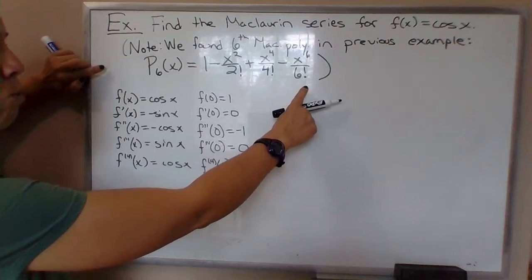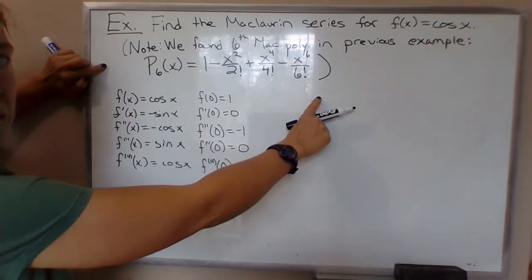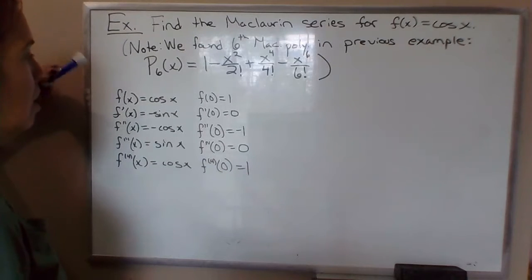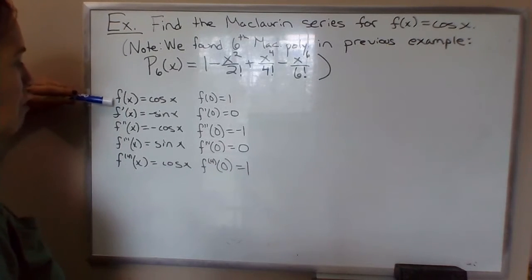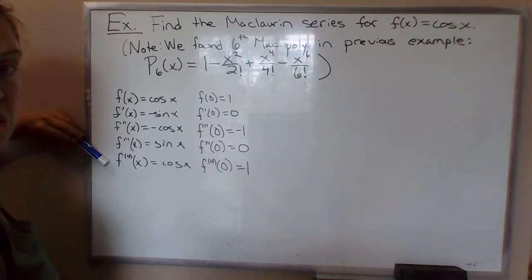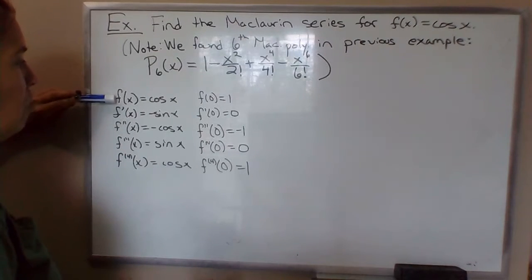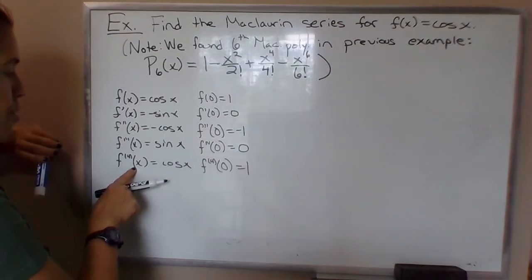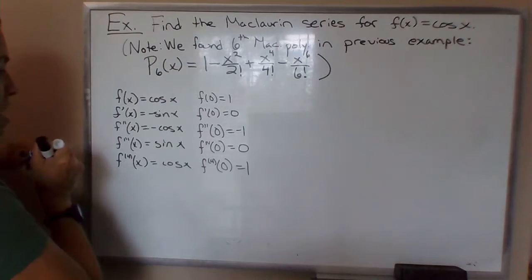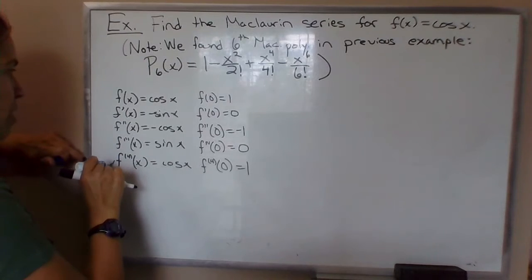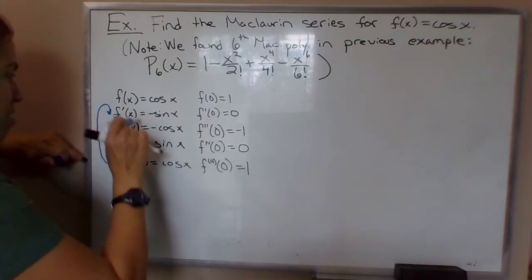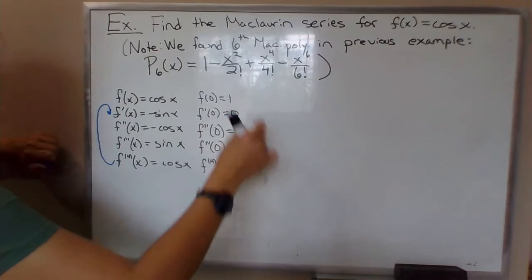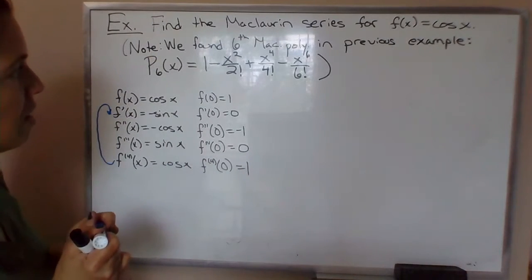So I went ahead and wrote down the P6 polynomial that we found in that previous example. Now, I've also written the first few derivatives for this cosine function. Notice that as you differentiate, I come back to cosine x at the fourth derivative, and now it's just going to cycle through. So the derivative of cosine is negative sine. And then we're going to cycle through these same four functions over and over, so we're going to cycle through these same values over and over in that infinite sum.